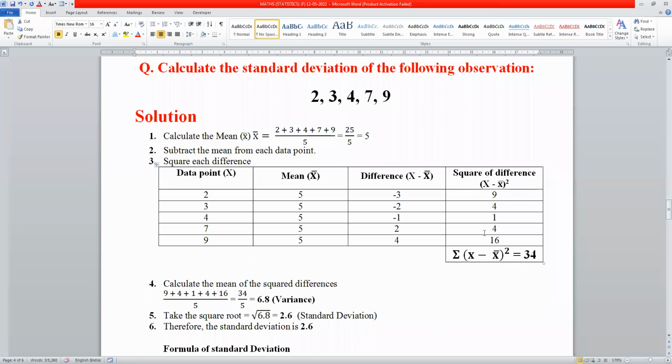Now how to calculate variance? You have to add all these. The summation is 9 plus 4 plus 1 plus 4 plus 16, which is 34. Then variance is 34 divided by 5, so it is 6.8. And how to find the standard deviation? The square root of variance is the standard deviation. So the square root of 6.8 is 2.6.